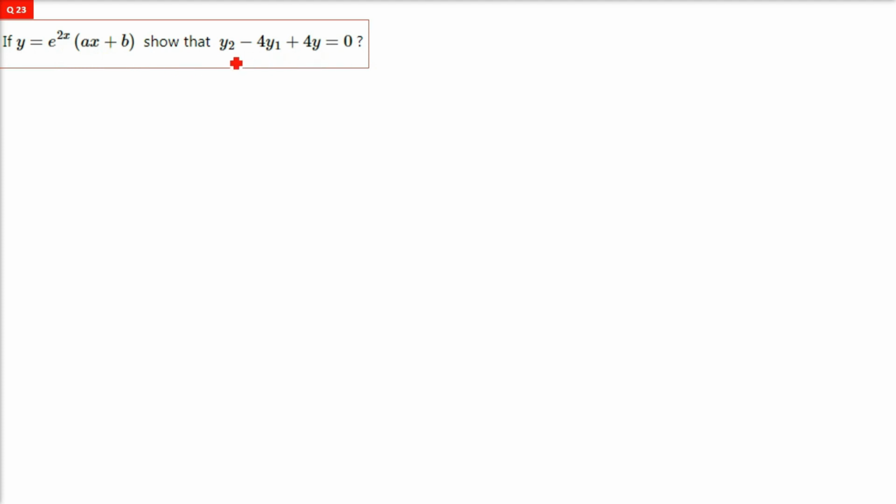We have to show y2 minus 4y1 plus 4y is equal to 0. y2 is d2y by dx2, y1 is dy by dx. So y is equal to e raised to x times (ax plus b). Then y1 will be, using the product rule, e raised to x times the differentiation of (ax plus b). b is 0, and in ax only a will remain. Differentiation of x is 1 only.